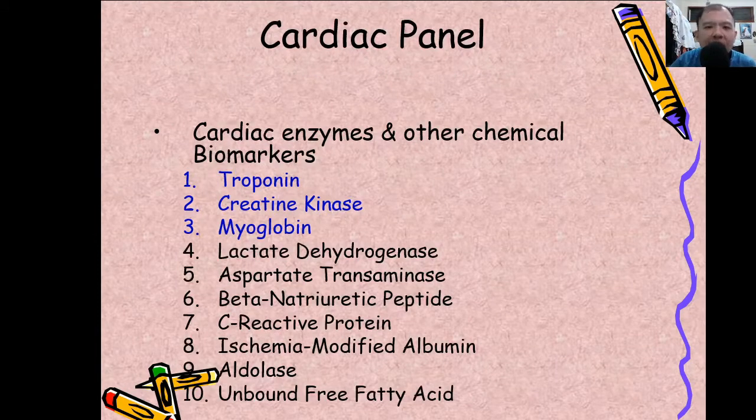So the cardiac panel that I'm talking about since the start includes the following. Please take note of the first three: troponin, creatine kinase, myoglobin, lactate dehydrogenase, aspartate transaminase, beta natriuretic peptide, C-reactive protein, ischemia modified albumin, aldolase, and unbound free fatty acid. These are actually components that are being released from muscles, especially from the cardiac muscles.